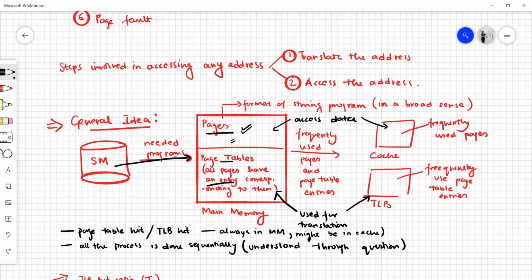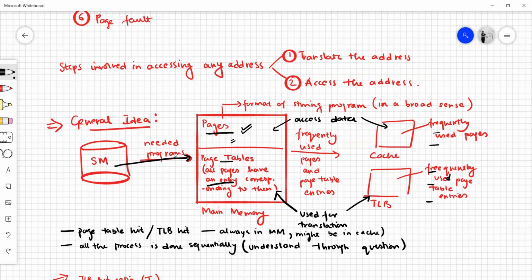Now, frequently used pages and page table entries: our basic purpose is needing less and less time to access the pages or the page tables. So we have another set of memories, that is the cache and TLB. These are a bit faster. In cache, we store the frequently used pages, and in TLB, we store the frequently used page table entries.